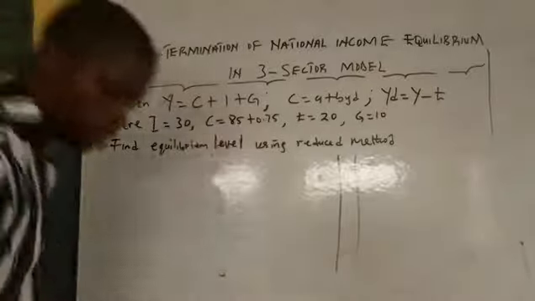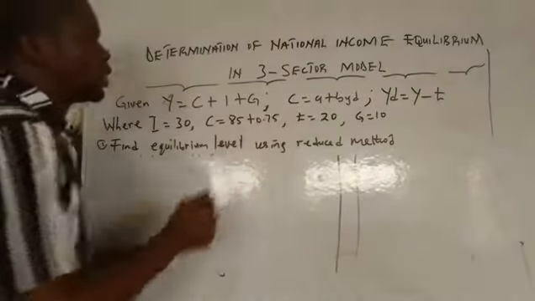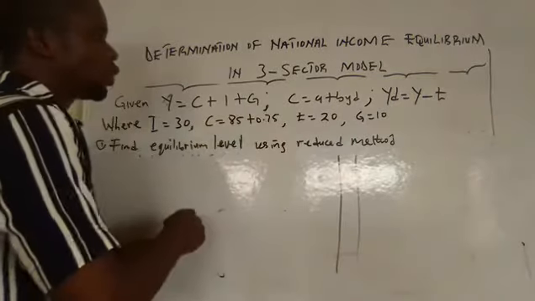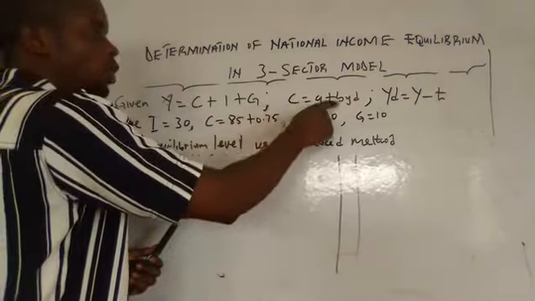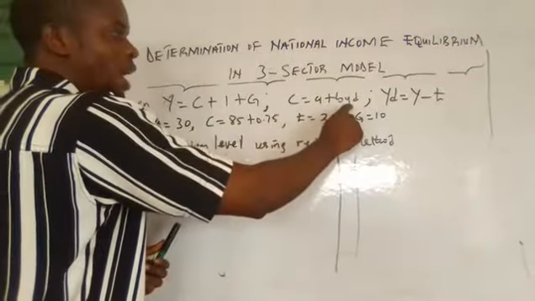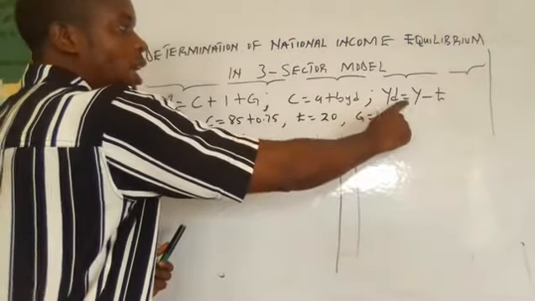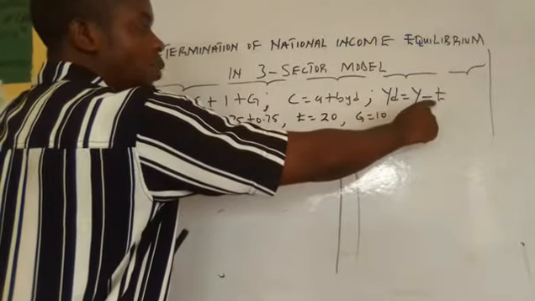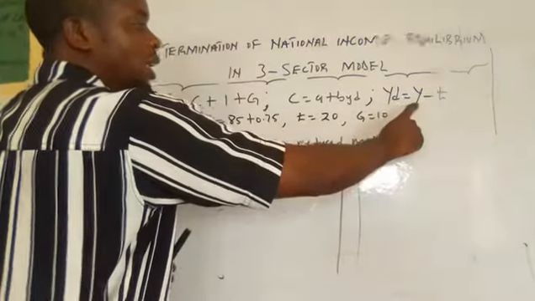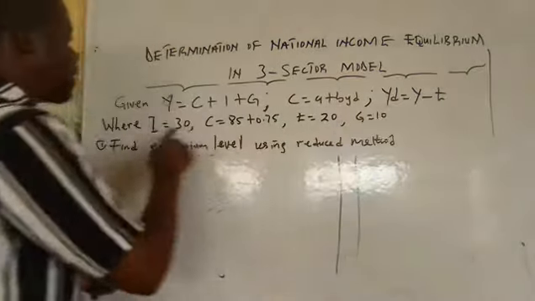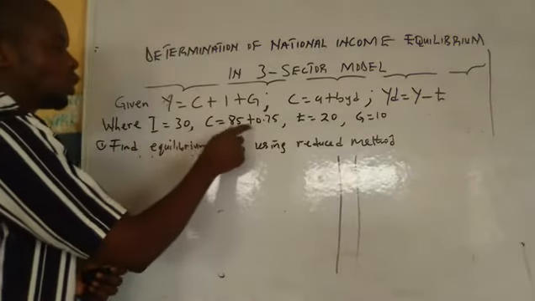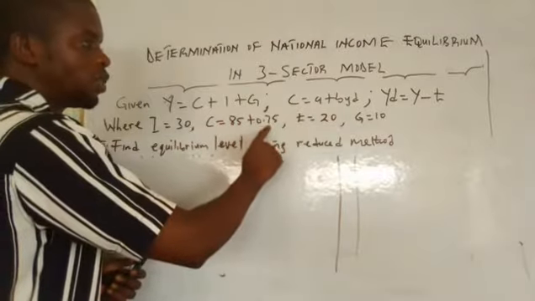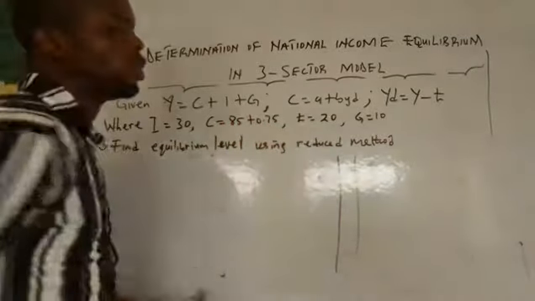Now, given this question here: Y equals C plus I plus G, where C, private consumption, equals A plus B YD. Then YD has its own function, Y minus T. That is, to get our disposable income, YD, we need to take away the tax from the income before we can get disposable income. Then we have investment, 30; autonomous consumption A, then the marginal propensity to consume, 0.75. We have tax to be 20, then G to be 10.